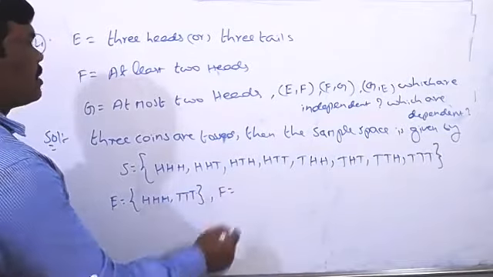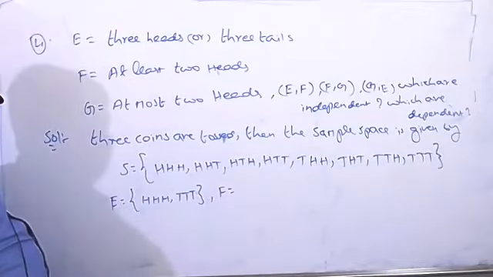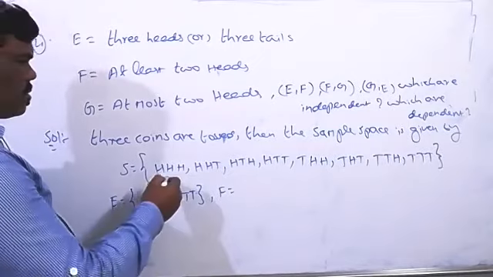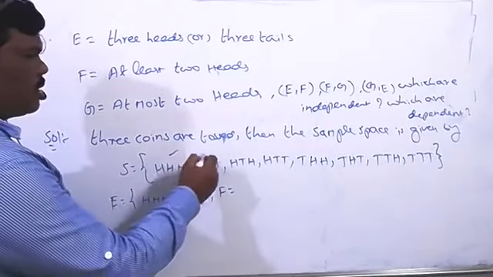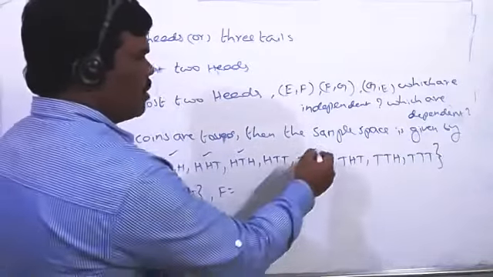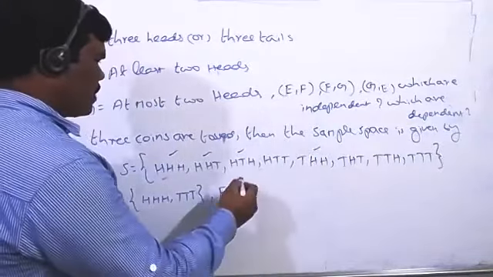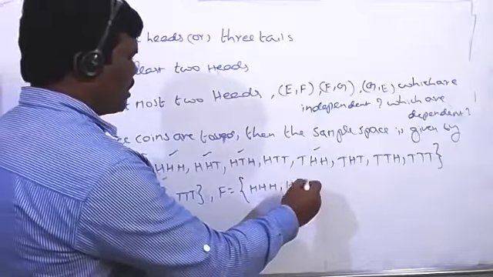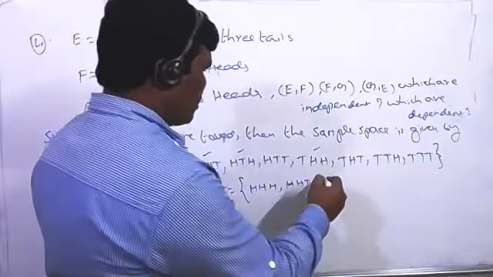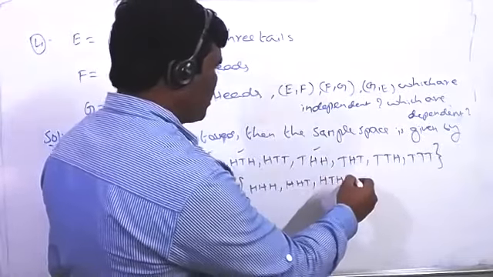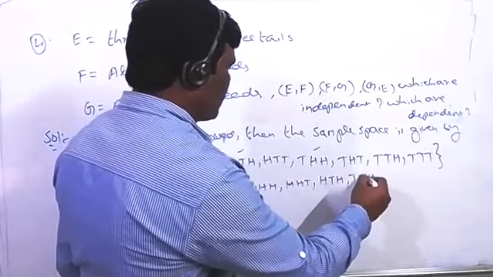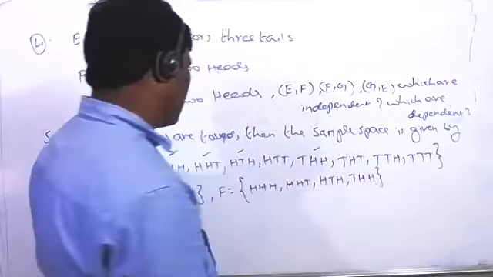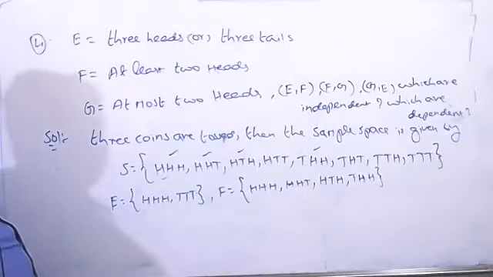And event F is equal to at least 2 heads. That means minimum 2, and more than 2 is also fine. So you can write: head, head, head; head, head, tail; head, tail, head; and tail, head, head. This is the event F.